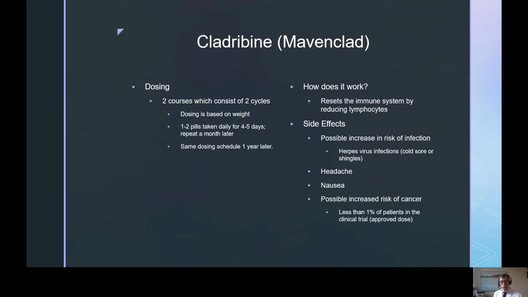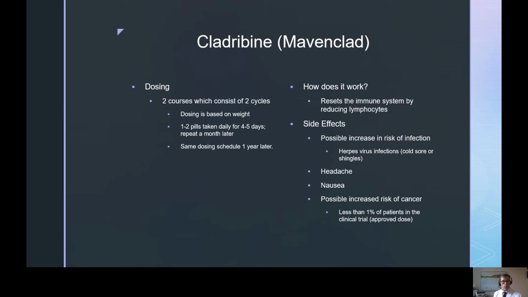Patients will take 1 to 2 pills daily for 4 to 5 days, and then we'll repeat that a month later. They will do the same thing a year later, which is course 2, and then the goal is that they may not need to be on any further treatment after completing course 2. It works by resetting the immune system.